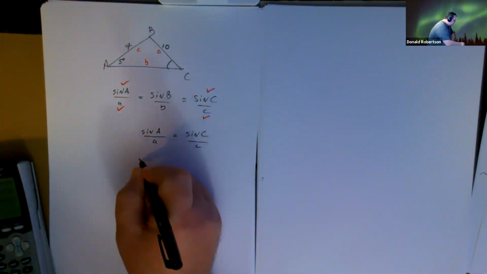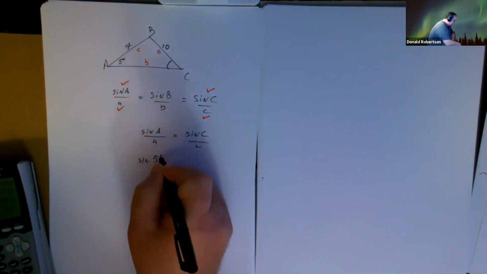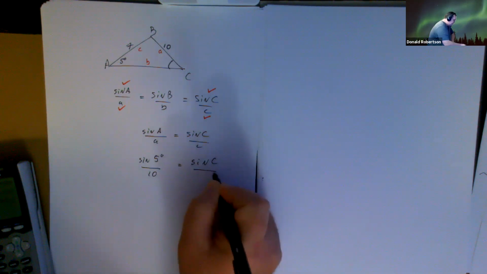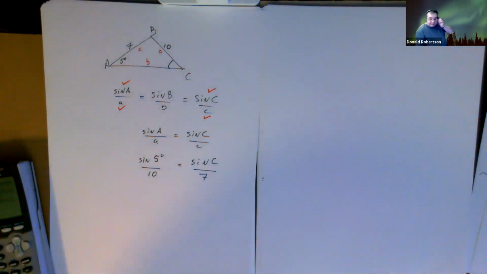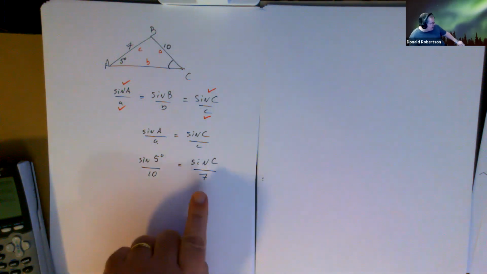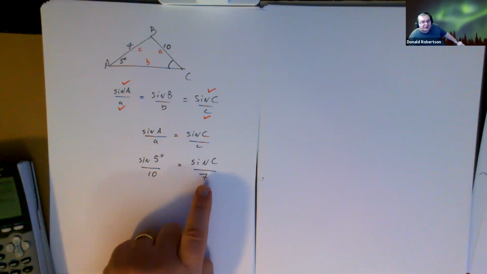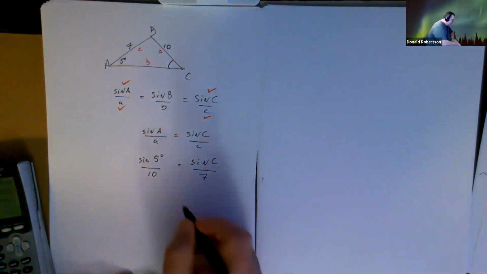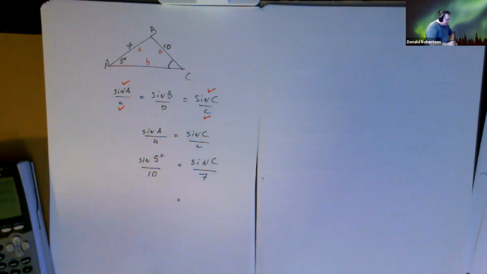And I know that the sine of 5 degrees over 10 is the sine of C over 7. Now, I made this question up. If this doesn't work, in other words, if I get an answer that's impossible, I will change the question, right? But I'm hoping that I don't need to do that. Okay, here goes. I'm pretty sure actually I'm safe.